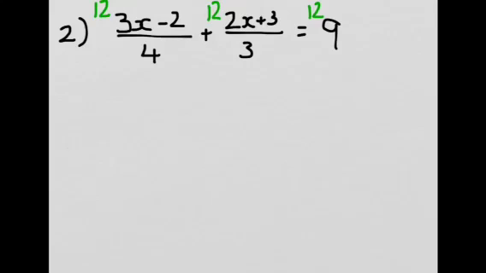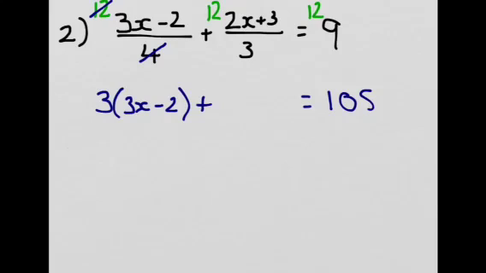We can then simplify. So how many times does 4 go into 12? And the answer is 3. So your next step would be 3, bracket 3x minus 2, plus, and then you would do the same for the second fraction. And don't forget at the end, you need to still do the 12 times 9, which is 108. Multiply out your brackets, and then solve for x.